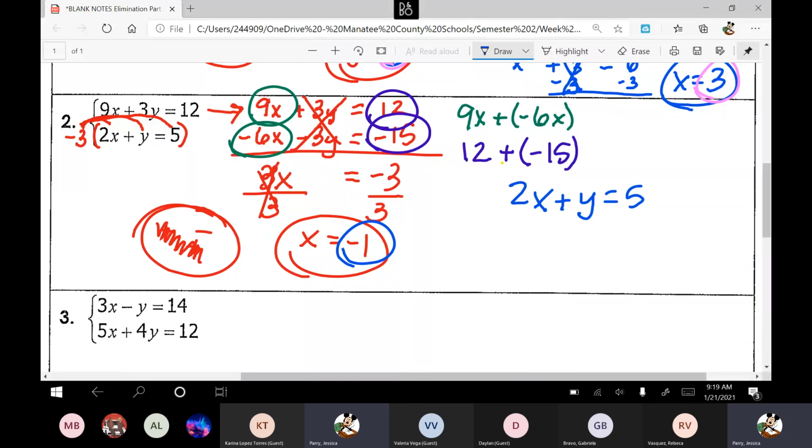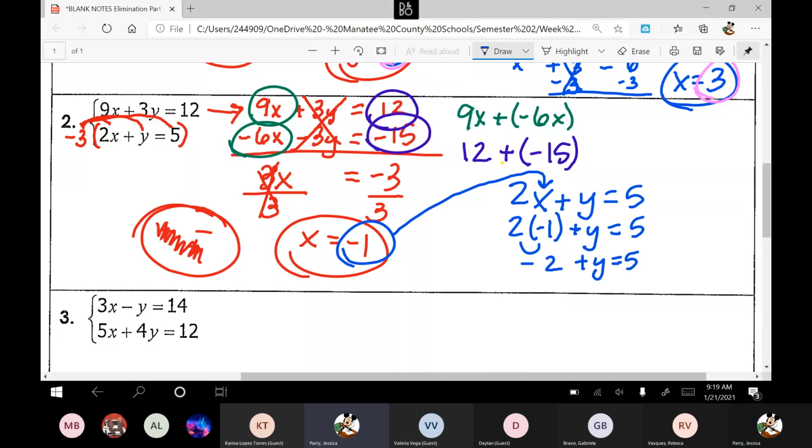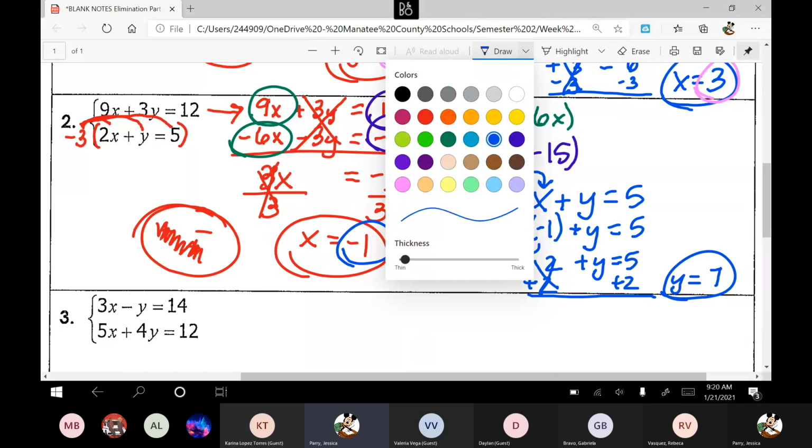So I'm going to take this negative 1 and we're going to plug it into our x because it says x equals negative 1. So we have 2 times negative 1 plus y equals 5. And then let's finish solving this equation. 2 times negative 1 is negative 2. Bring down the rest of it. Now we need to get rid of this negative 2, so I'm going to do the opposite. Add 2 to both sides. So then we get y equals 5 plus 2 is 7.